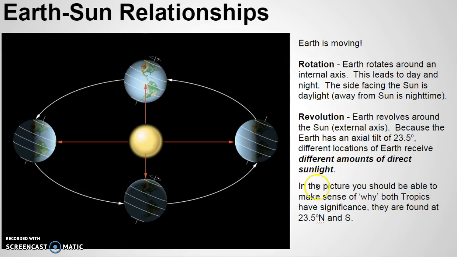Okay, so I want to make sure we have a chance. In the picture, you should be able to make sense of why both of the tropics have significance, that they are found at 23.5 degrees north and south. Really it's the maximum sun angles oscillating back and forth between 23.5 north and 23.5 degrees south. And so these named lines, the tropics, are pretty significant to the Earth.